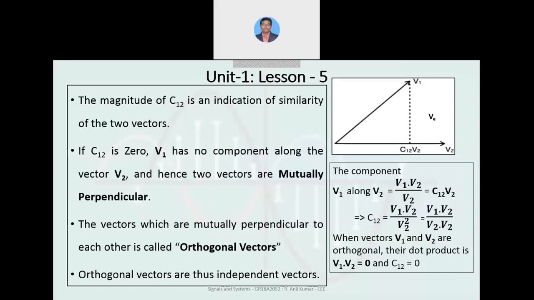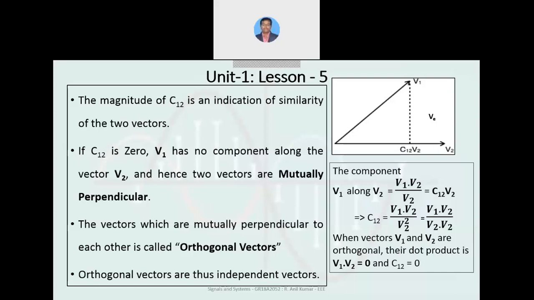Means we can't express one vector in terms of the other. Here we are expressing v1 along v2 if and only if the angle is other than 90 degrees. If it is other than 90 degrees, v1 can be expressed in terms of v2, and at that instant c12 will have some value. So if v1 and v2 make a perfect 90 degrees, we can't express v1 in terms of v2.